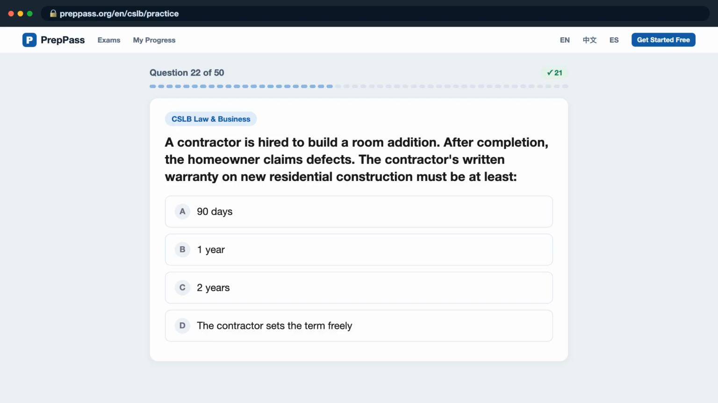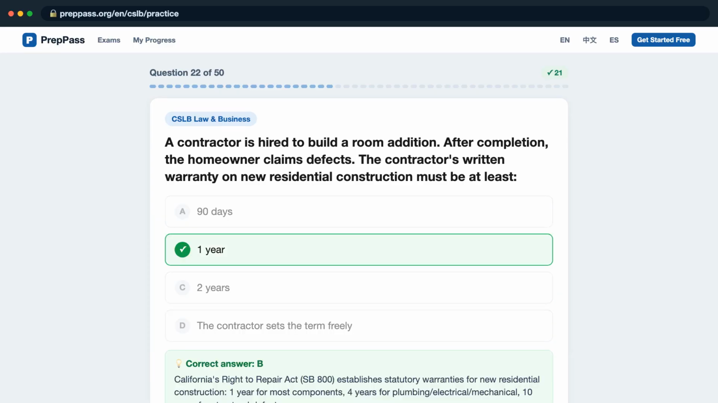Question 22. A contractor is hired to build a room addition. After completion, the homeowner claims defects. The contractor's written warranty on new residential construction must be at least, is it A. 90 days? B. 1 year? C. 2 years? D. The contractor sets the term freely? The correct answer is B. California's Right to Repair Act, SB 800, establishes statutory warranties for new residential construction: 1 year for most components, 4 years for plumbing/electrical/mechanical, 10 years for structural defects.